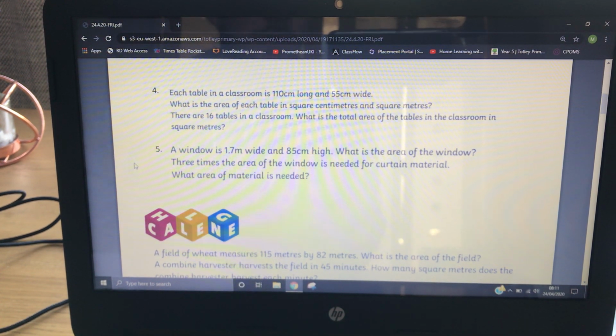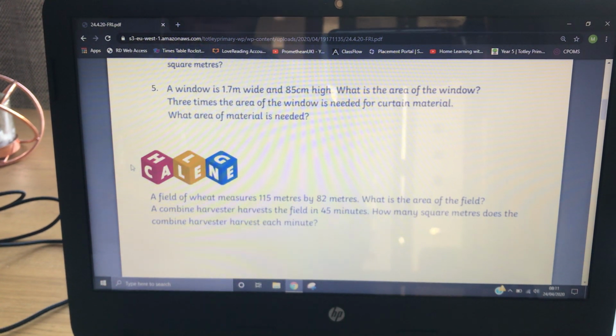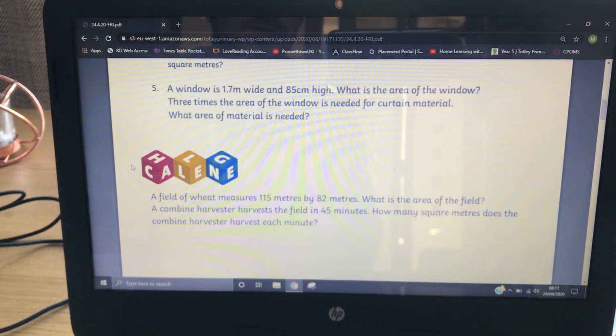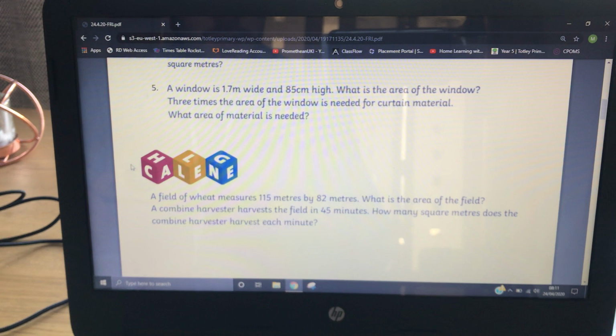Right, now you need 4 of them, or now you need 5 of them. A field of wheat. I like this one. I think this might be my favourite one. A field of wheat measures 150 metres by 82 metres. What's the area of the field? Boom, 150 times 82. A combine harvester harvests the field in 45 minutes. How many square metres does the combine harvester harvest each minute? So what you've got to do there is divide the area of the field by 45, and you will find how many square metres he does in a minute.